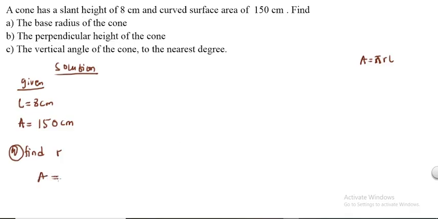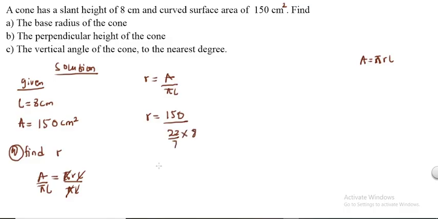So from area is equal to pi RL, we can make R subject of formula. So here, if we divide both sides by pi L, pi L cancels out, and then R is equal to area divided by pi L. So if I substitute everything here, we have R is equal to, area is 150 centimeters square. So this is 150 divided by pi, which is 22 over 7, so we have 22 divided by 7 here times the slant height, which is 8. So that R is equal to 150.